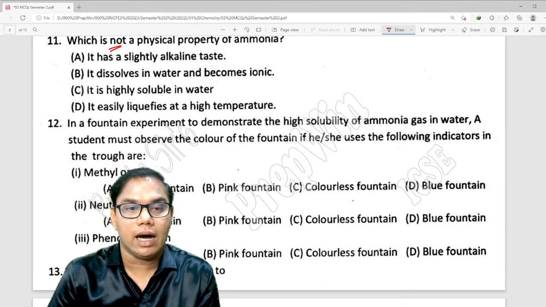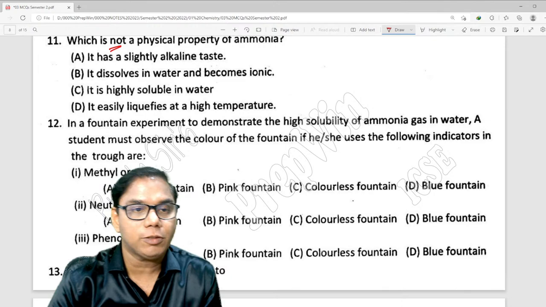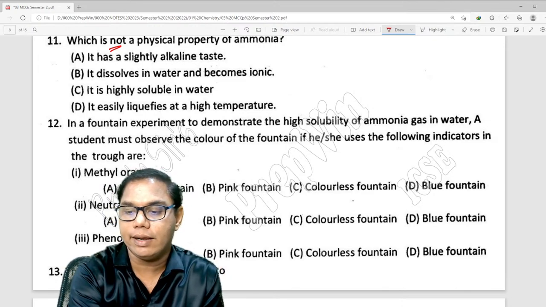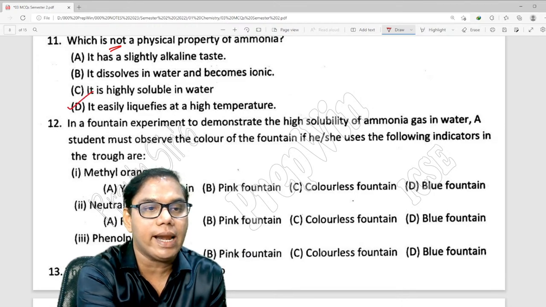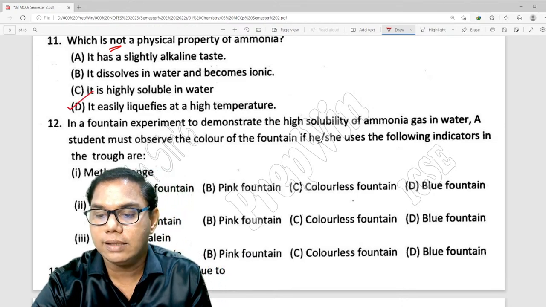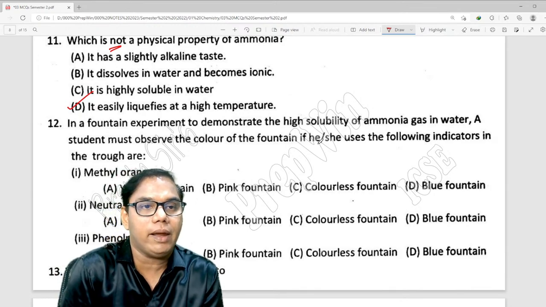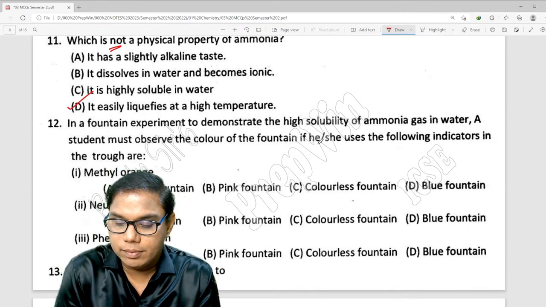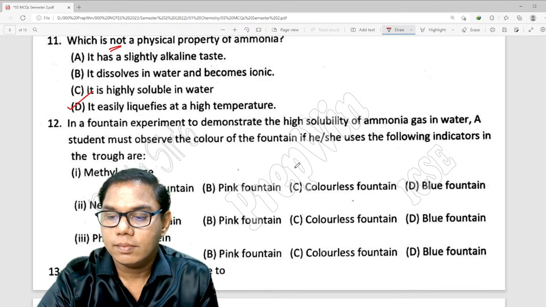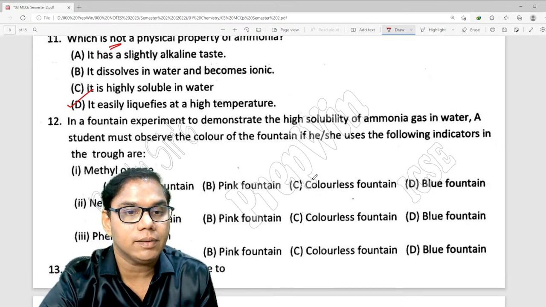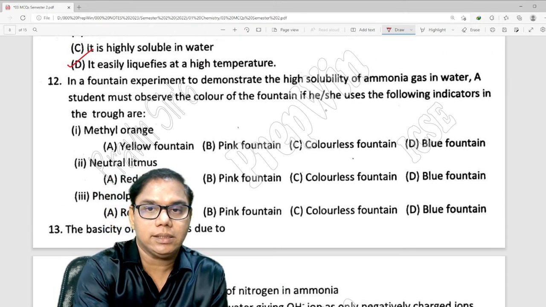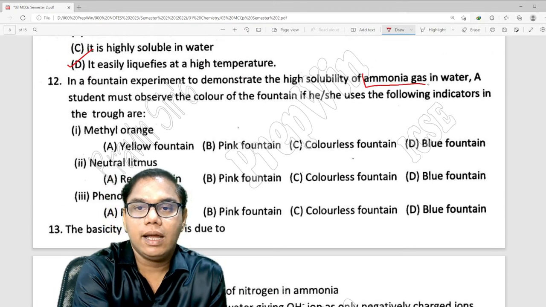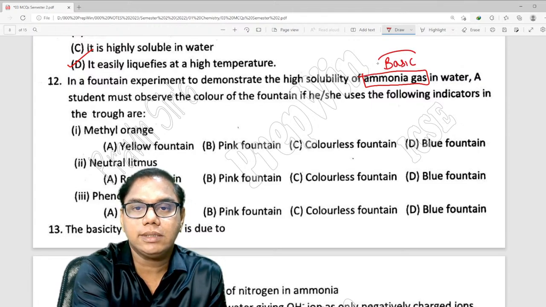If there is any doubt, I'll explain it. Otherwise, if all students are unanimous with their answer, then I will move ahead. Correct answer is D. Shravani, how can it be A? Now, ammonia is basic in nature. Ammonia gas is basic in nature. Same kind of question here also. It is a basic gas.